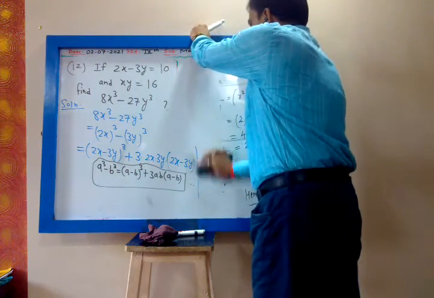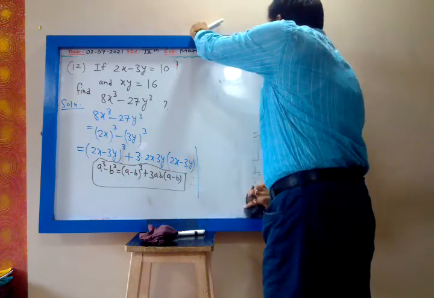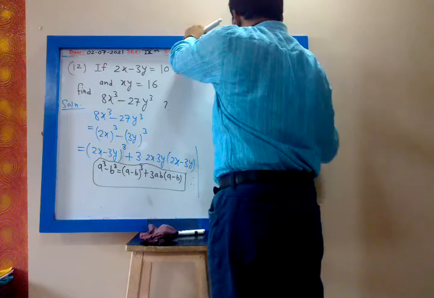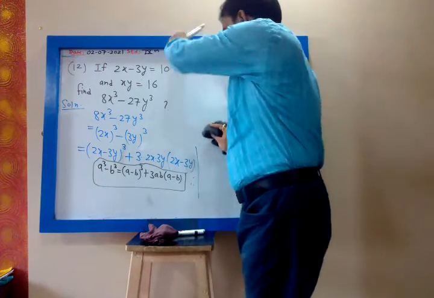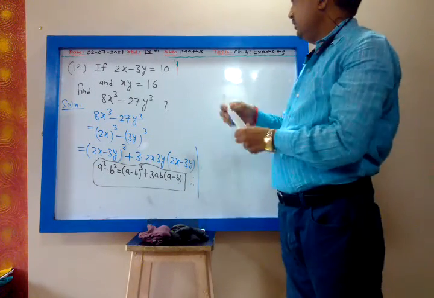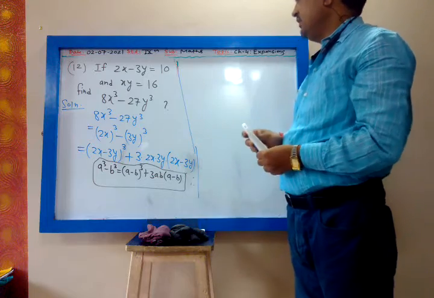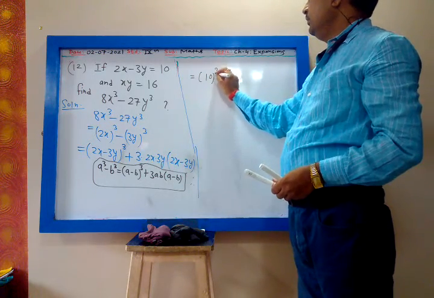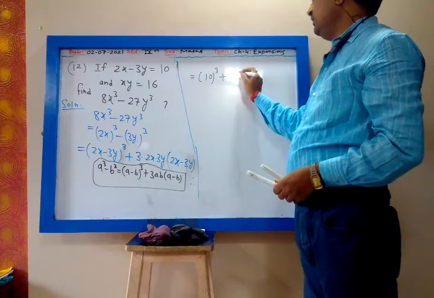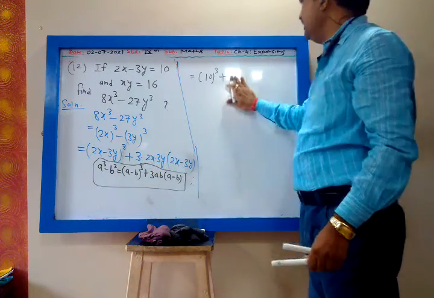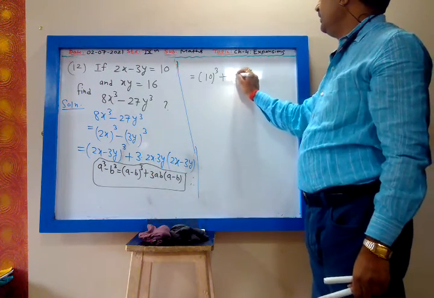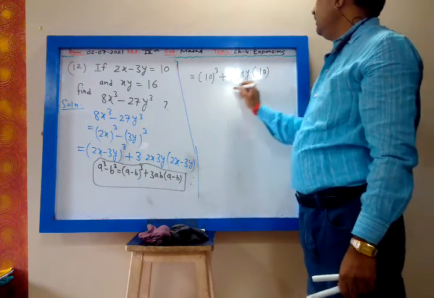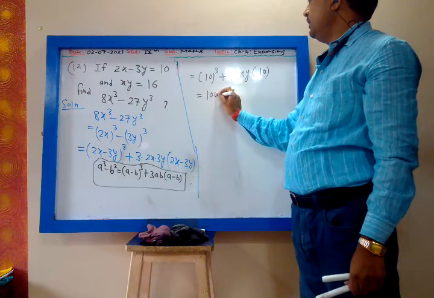So substitute the value. 2x minus 3y is given as 10. So that will be 10 cube plus, 3 2s are 6, 6 threes are 18, 18xy into 2x minus 3y is 10. So 10 cube is 1000.